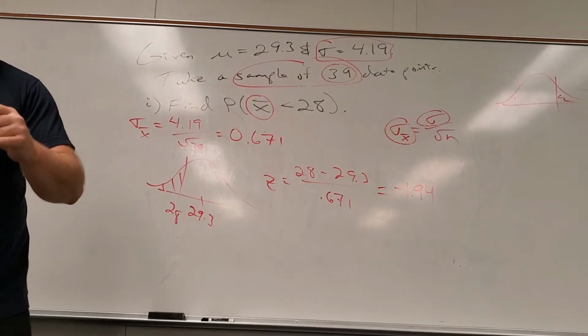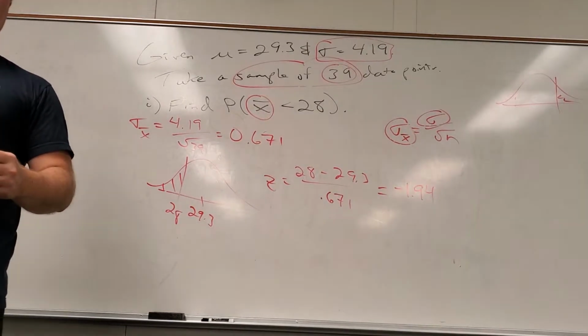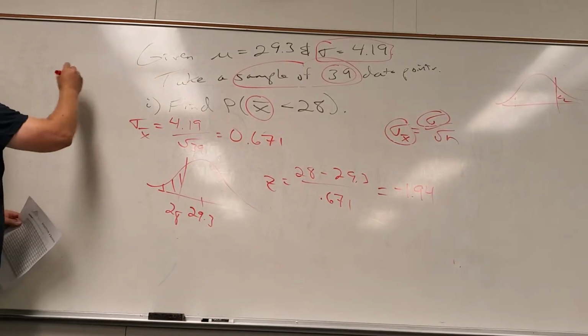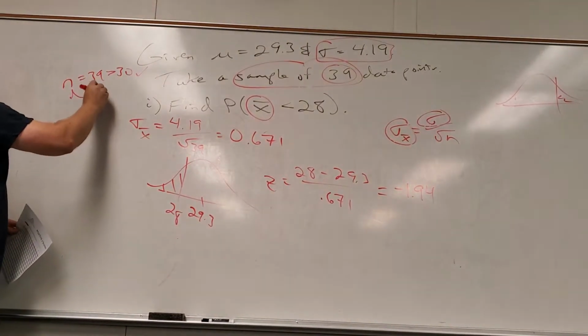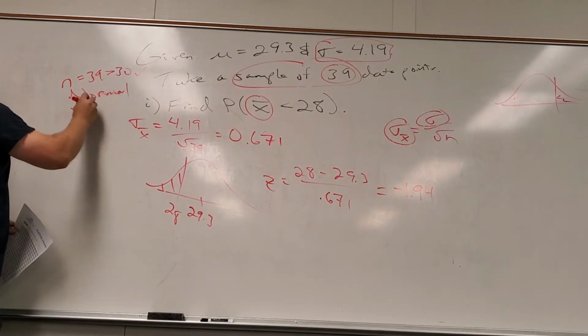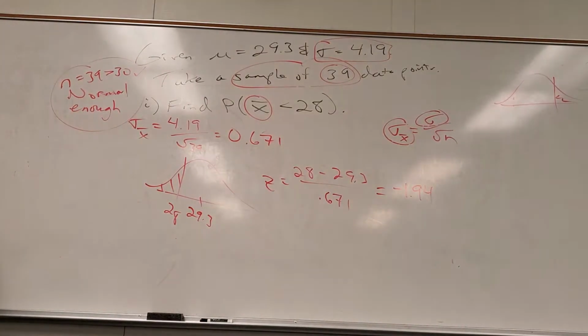You said n has to be greater than 30. So in this case, n was 39, greater than 30, normal. So when was it not normal?